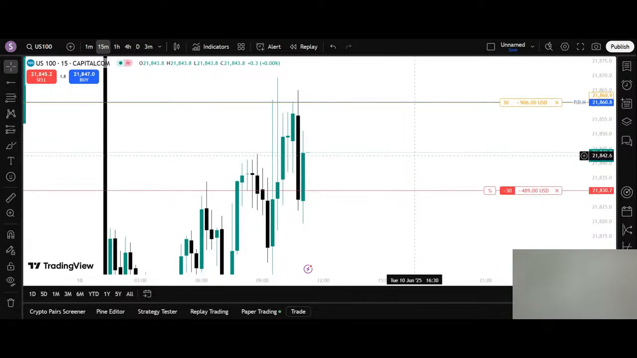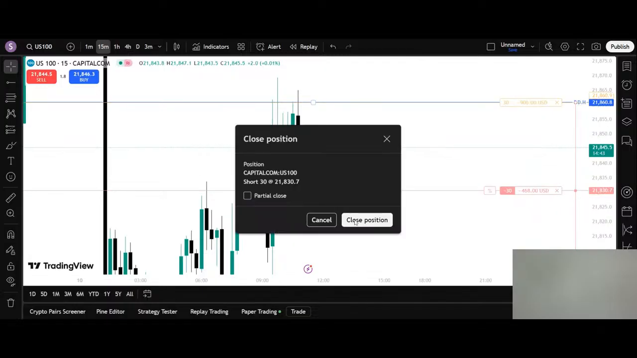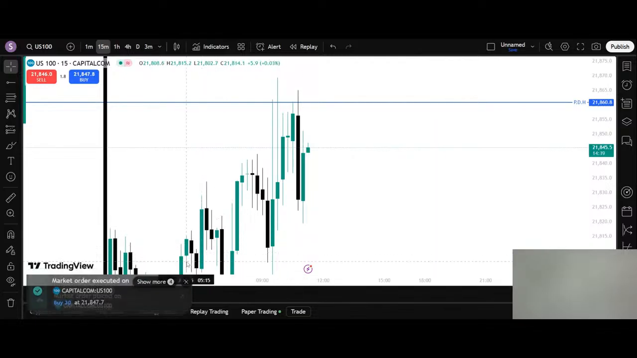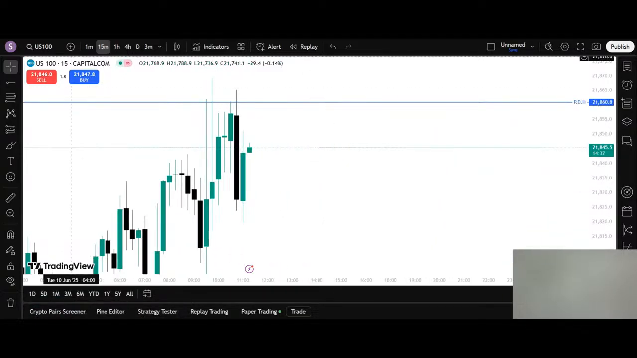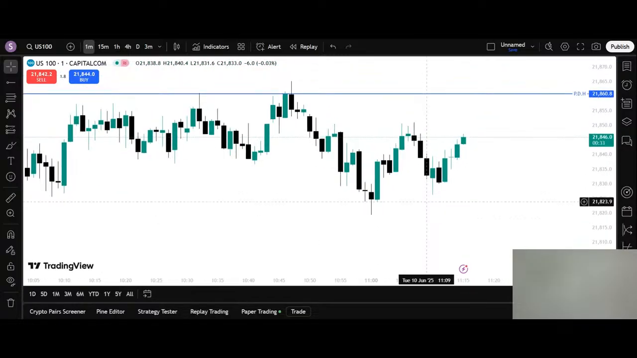Okay, the candle has closed now. The candle has closed bullish. I'll be closing my trade right here, just on a small loss. The price action was bad today. It was just consolidating here and there, and I didn't really trust it.